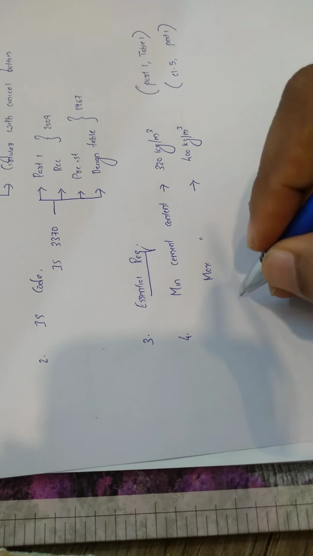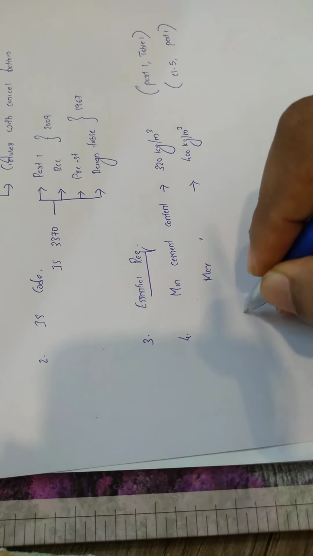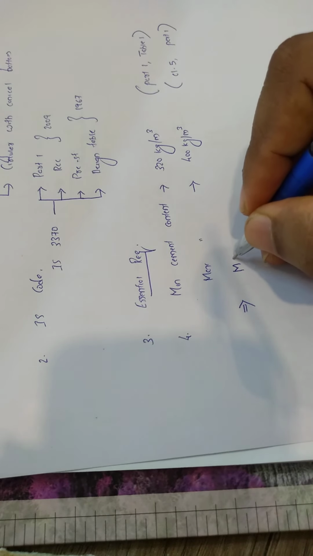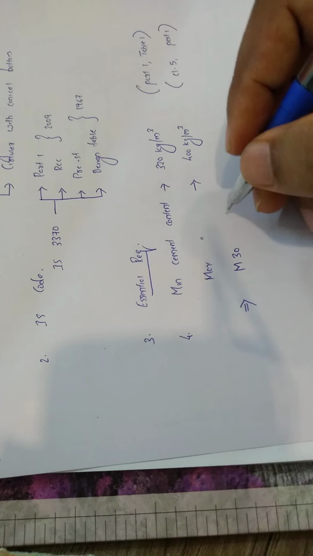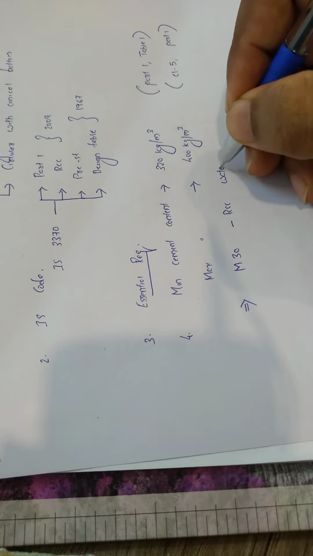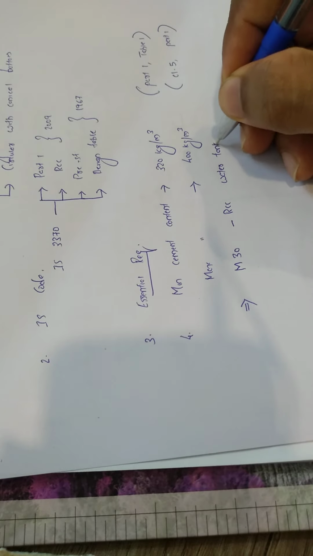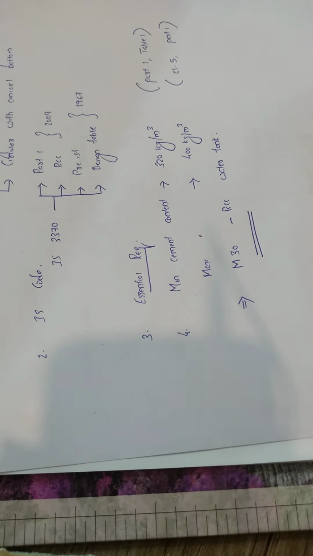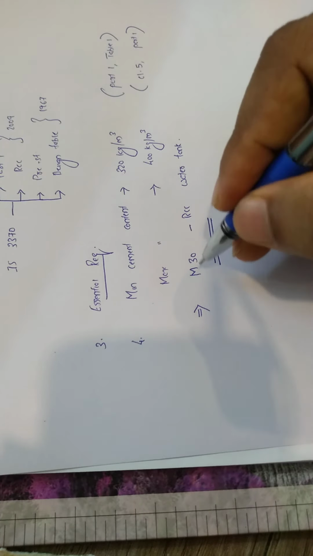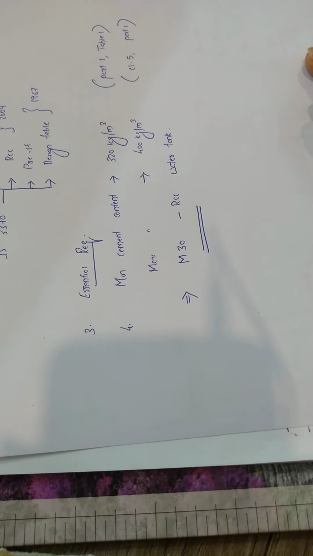Then it is also given that we have to use a minimum grade of M30 concrete if we are dealing with an RCC water tank. For an RCC water tank, minimum M30 grade should be used. Although we can go for M25, mostly we stick with M30 concrete.